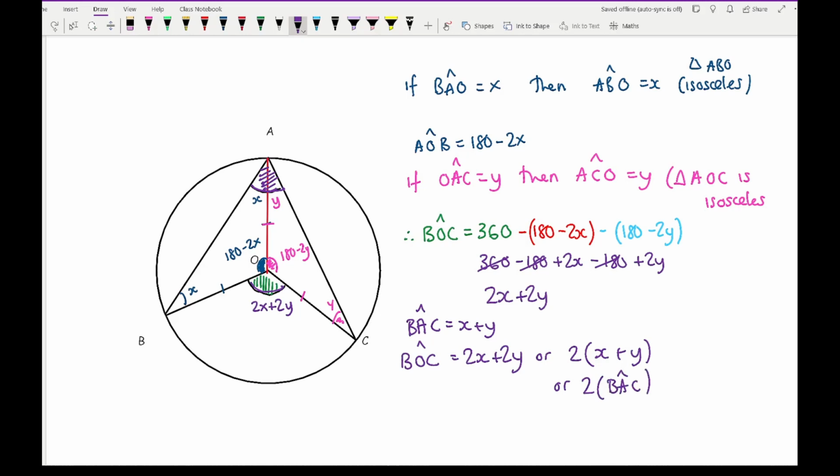So therefore I've then gone to prove that this angle here, BAC, equals a half of BOC, or you could write it as 2BAC equals BOC. And there we go, we've proved the arrowhead theorem.